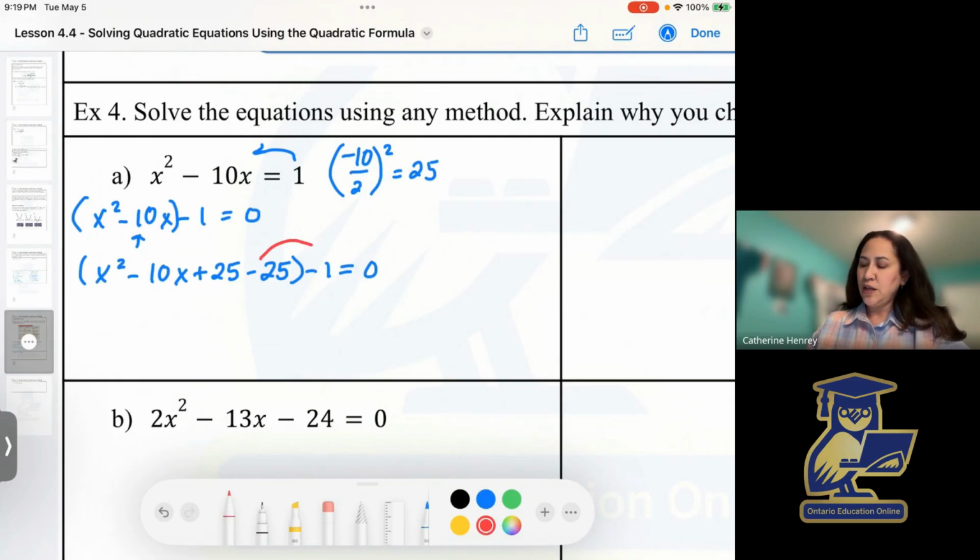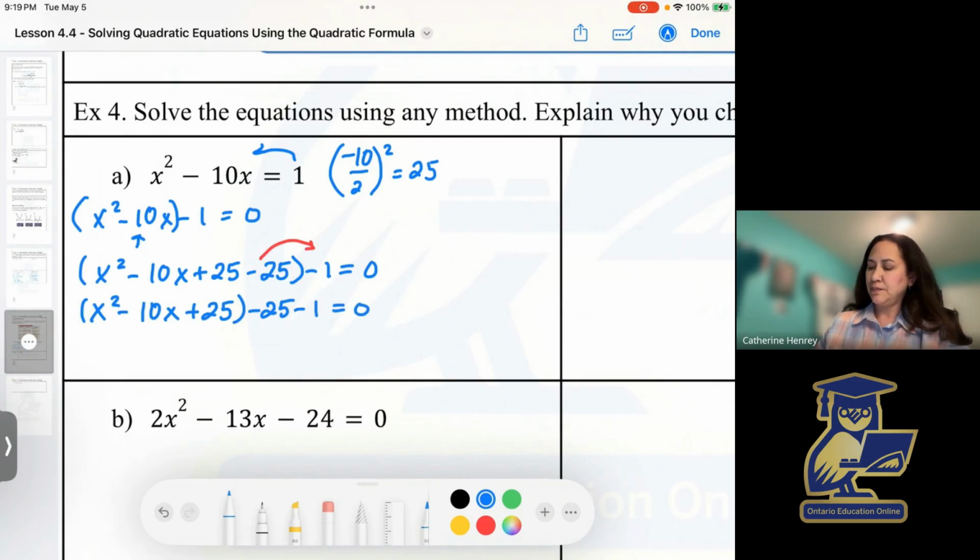Then you want to move that -25 out. There is no coefficient in front, so we don't have to worry about any extra multiplication. So we have x squared minus 10x plus 25 minus 25 minus 1 equals 0. Let's go and simplify the perfect square trinomial. So we have x minus 5 squared minus 26 equals 0.